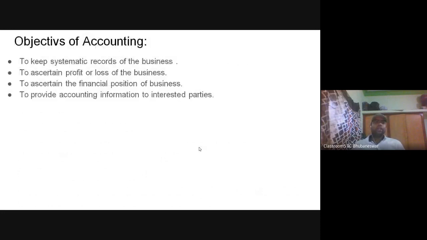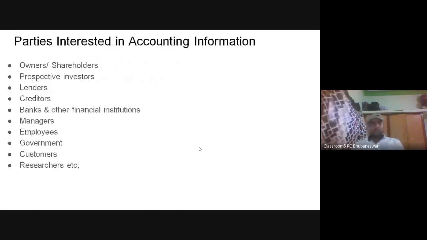Then what are the various objectives of accounting? To keep systematic records of the business, to ascertain profit or loss of the business, then to ascertain the financial position of the business, then to provide accounting information to the interested party. It is also linked with the previous one. The function and objective have a link with each other. So whatever function it is going to perform, with that objective in mind, we are going to take the help of this accounting. Then who are the various parties interested in the accounting information?